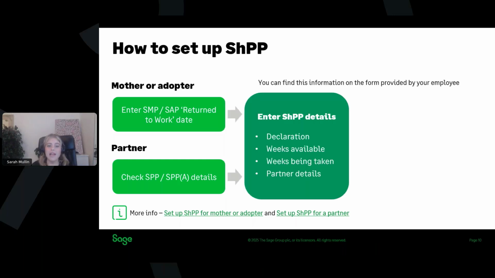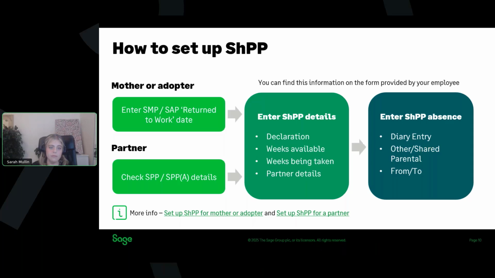We've then gone on to enter the shared parental pay details. So we've looked at the form that we've received from our employee. We've got the declaration. We've then entered the weeks available and the weeks being taken by the respective employee. And we've also entered the partner's details. Once we've entered the shared parental pay details, we've then recorded the absence. So we've looked at recording that through diary entry, through other shared parental, and we've looked at recording it using the cells within the diary as well.